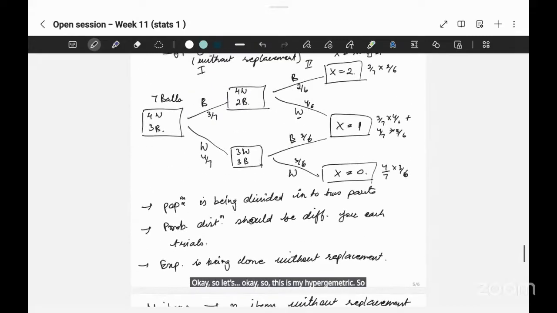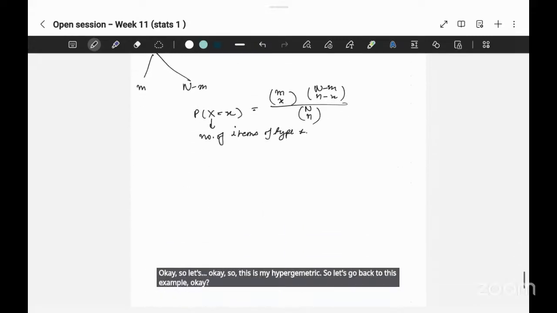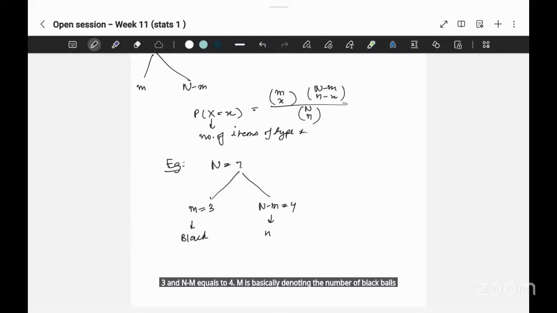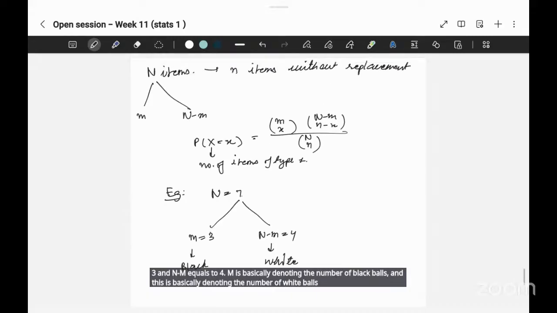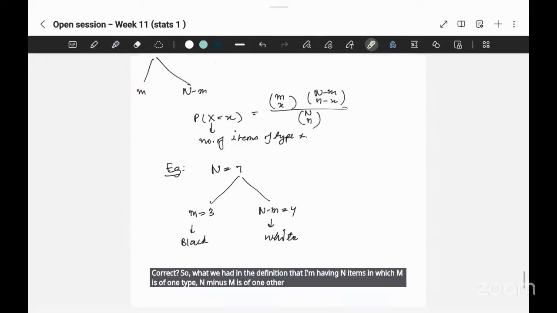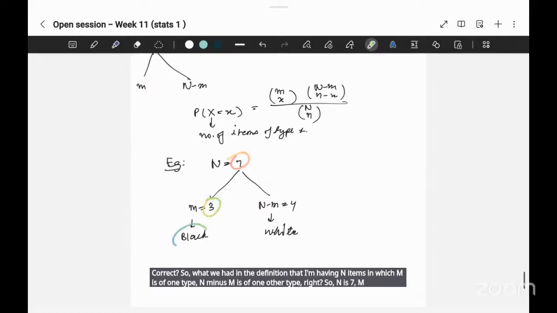So let's go back to this example. In total, I had N equals 7 balls, correct? In which I had m equals 3 and n minus m equals 4. M is basically denoting the number of black balls, and this is denoting the number of white balls. So what we had in the definition is that I'm having N items in which m is of one type, and n minus m is of the other type. So N is 7, m is 3, which is black balls, and 4 white balls. Till here it's fine?